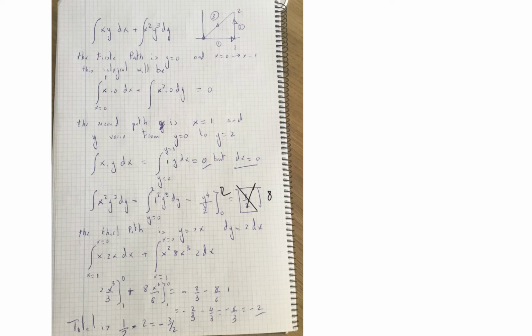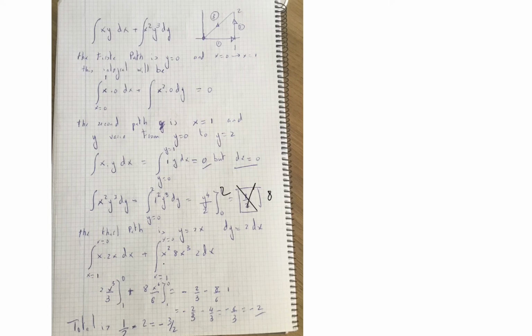And the third path is y equal to x. It means that dy is 2 times dx. So I will plug in here x by y. Y is 2x. And it varies from x equal 1 to x equal 0. So it will be x by 2x dx. And the second integral is the integral of x squared, y cubed will be 2 by 2 by 2, x cubed. 8x cubed by dy. Dy is 2 times dx.